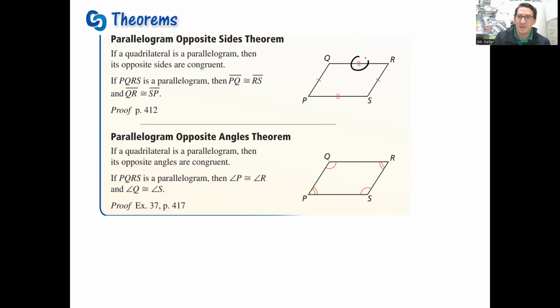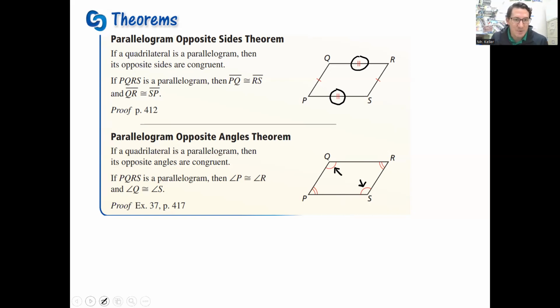So remember these tick marks here. Those notate when side lengths are the same size. So QR is equal to PS and QP is equal to RS. So opposite sides are the same. And then opposite angles, so angles across from each other. We denote that by these arcs. Angle Q and angle S have the same measure, and then angle P and angle R have the same measure. Since these have two arcs, they're not the same as the others here.